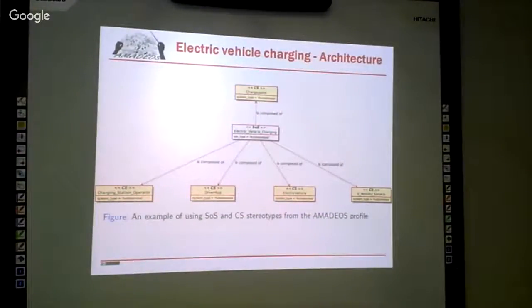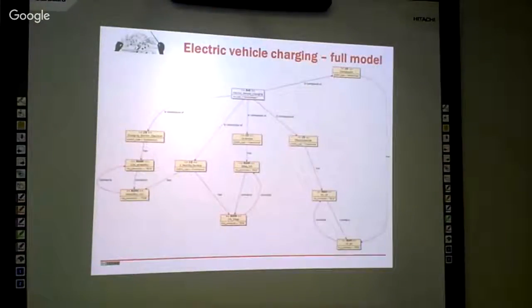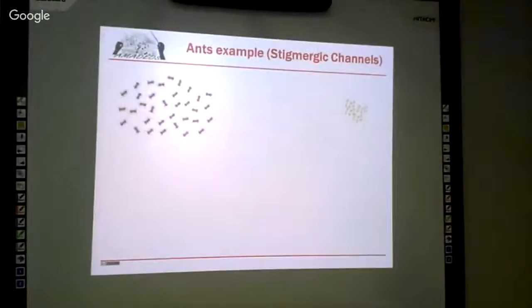The charging is again done this way, and this is the communication between the charging vehicle and the charging station, with also some stigmergic communication. The full model is down here. If you want to connect everything to everything, then you see that the model easily becomes very, very difficult to build. Ants: we also tried to model with Amadeus a colony of ants and represent their behavior.